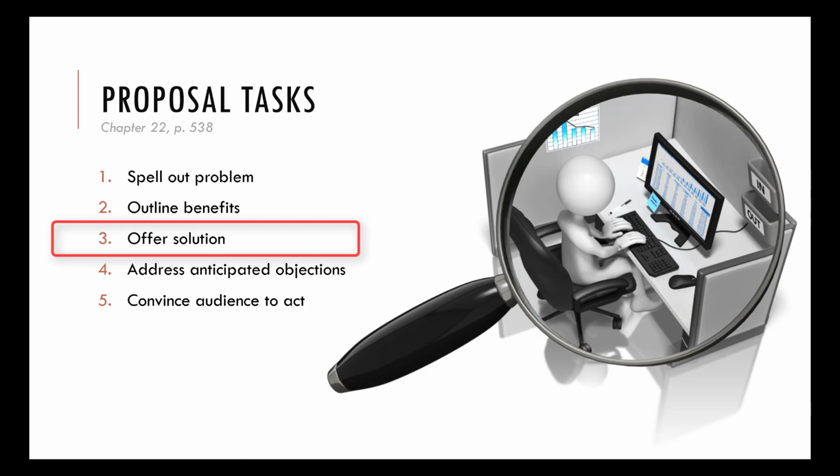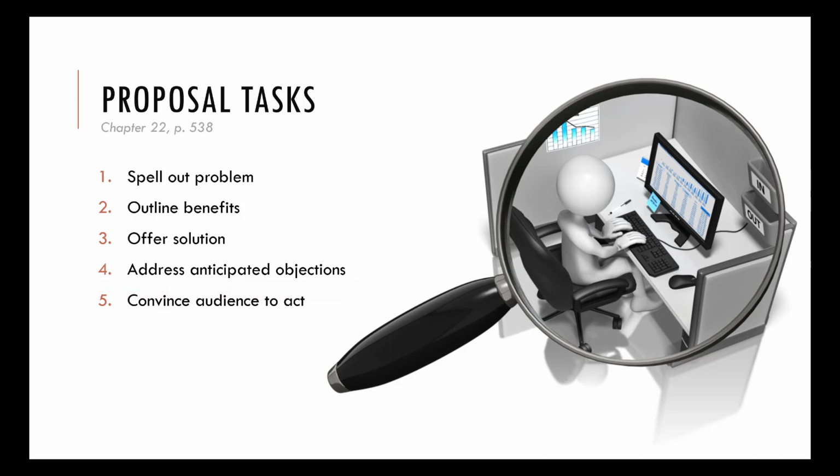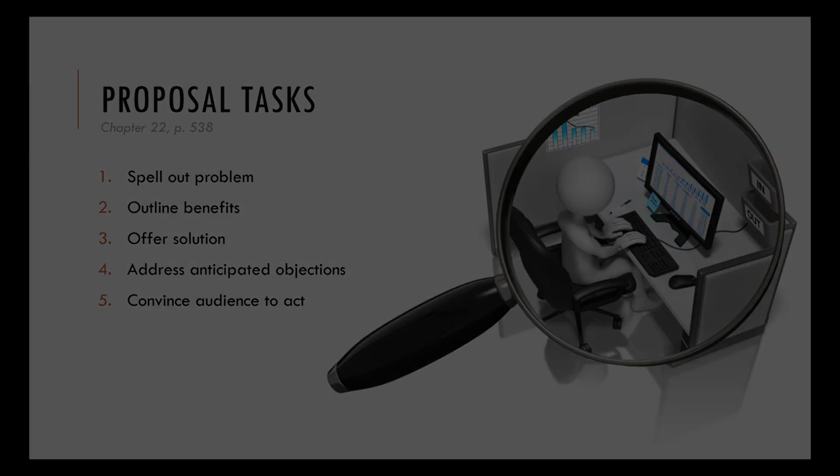Number 4, you will think about and address ahead of time any anticipated objections. And number 5, you will convince your audience to act upon your proposal. That is your whole goal, is to convince your audience to accept your proposal.